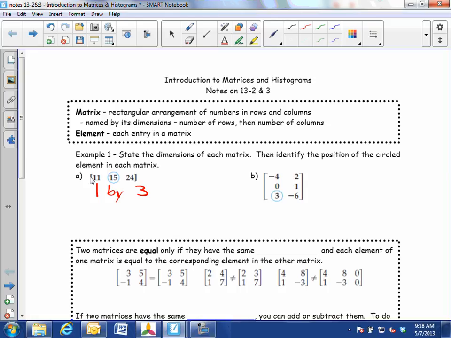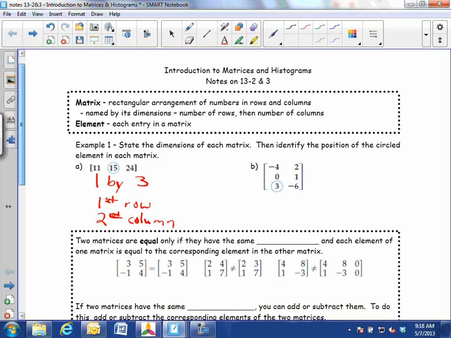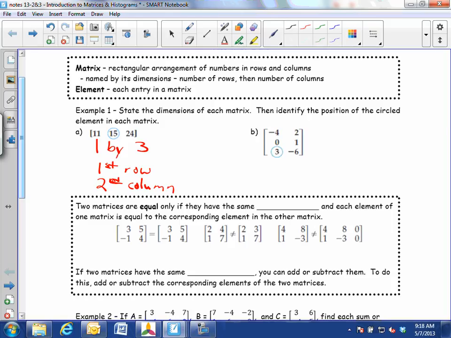Which row is this circled element in? 1. So it's in the first row. What column? 2. So second. How easy was that. Alright, B. If I was going to name the dimensions, what would we say? 3 by 2. 3 rows, 2 columns. And then the circled element is in the third row, first column.